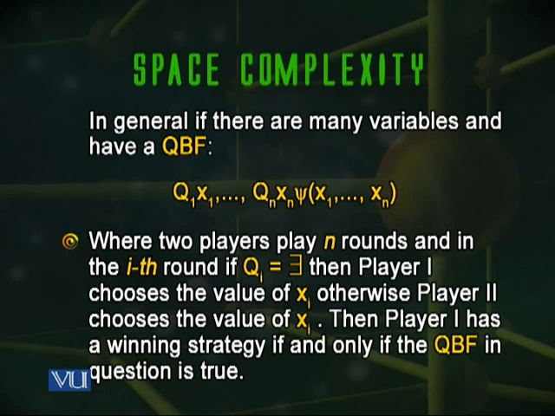Then player 1 has a winning strategy if and only if the QBF in question is true. This is very clear because if the formula phi is true, then player 1 can choose a winning move. And if the formula phi is false, then no matter what first move player 1 chooses, there is a way for player 2 to beat him.